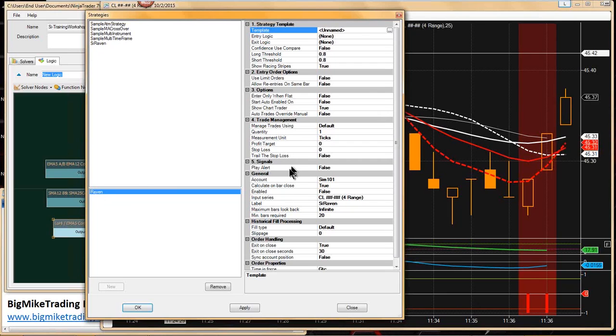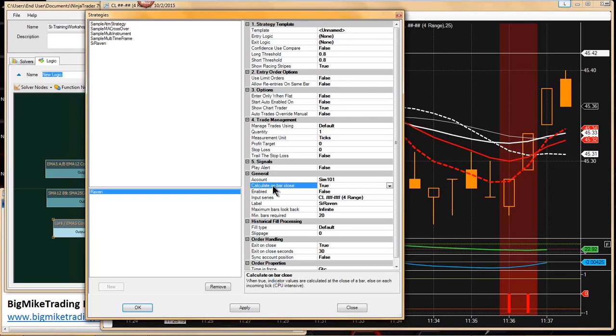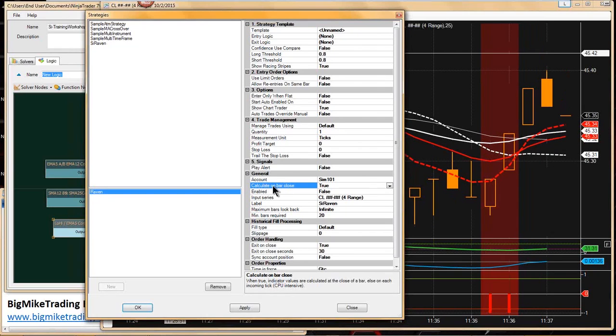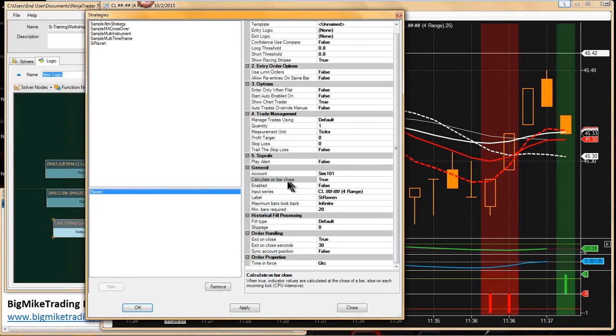So once again, to get BloodHound to calculate with bar close set to false, you'll need to set Raven or your strategy, right? You'll see NinjaTrader has this calculate on bar close. It applies it to everything. It will apply this to your strategies, and it applies it to all your indicators. So you'll need to have your strategy set to false as well to have those calculate in real time like that.